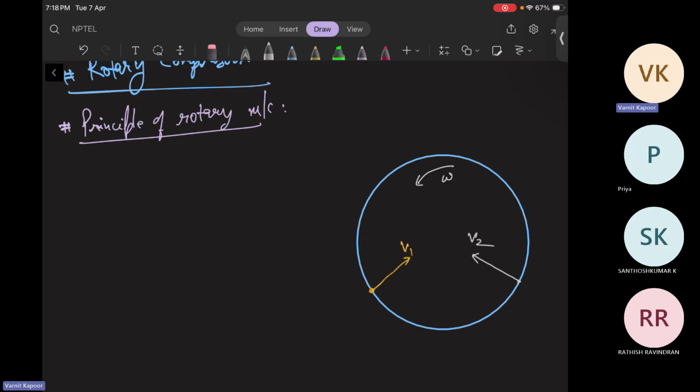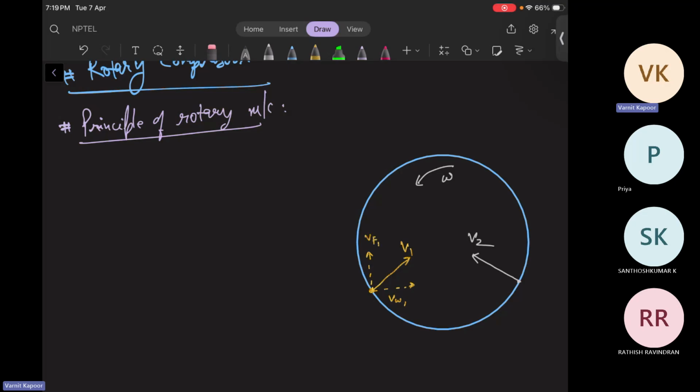Okay. And both the sections have radius r1 and r2 from the center of the rotor. And under the equilibrium condition, it is running at a constant angular speed omega. Then your absolute speeds v1 and v2 can be resolved in two ways: the vertical component and the horizontal component. Let us say your horizontal component is called vw1 and vertical component is called vf1.